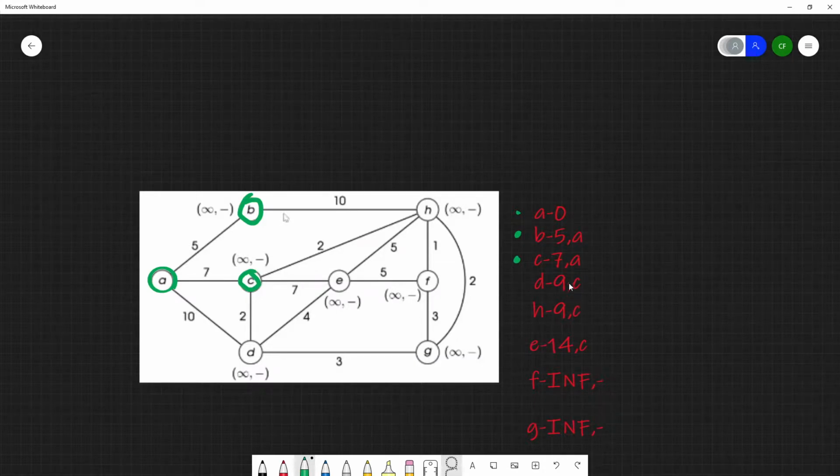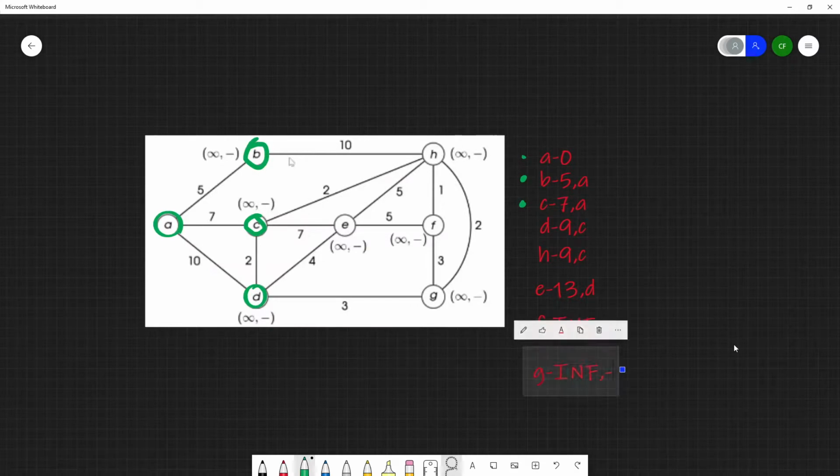D was there first, so it gets done. D gets explored next. D discovers a path to E. That path would be 9 plus 4, which is lower than 14. 9 plus 4 being 13, so 13 from D. It also discovers G for the first time, for a path of 9 plus 3, which is 12, from D. And that's it for what it discovers. We will mark off D.